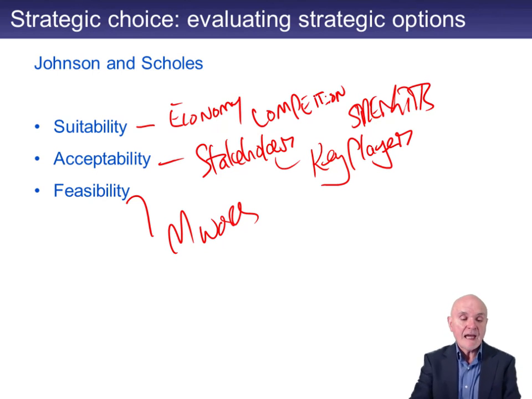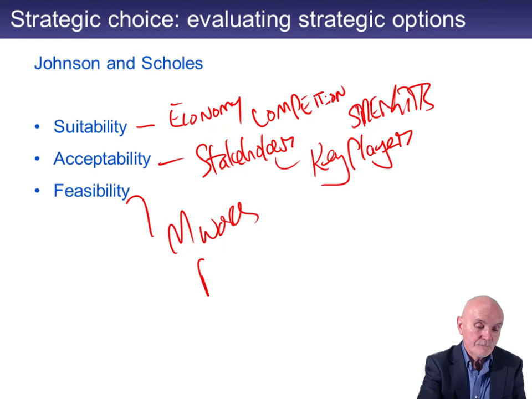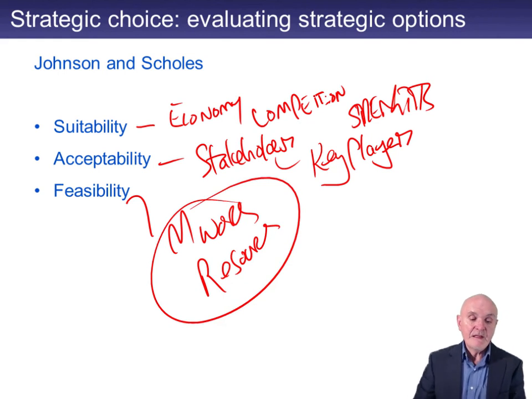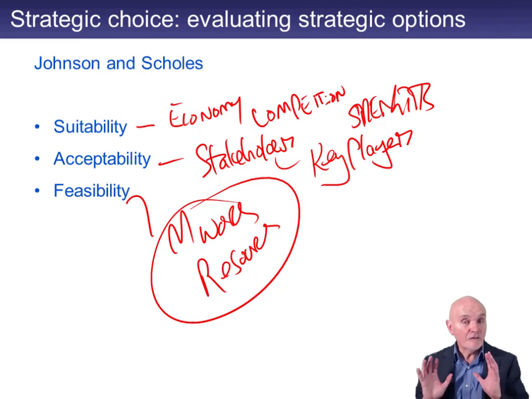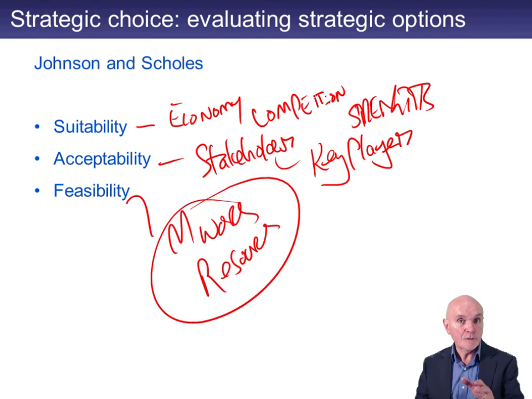If we don't have the right resources, then it may simply not be feasible, simply not possible to follow that strategy. If we still want to follow that strategy, then we have to make good those resources. We have to buy in new ones.